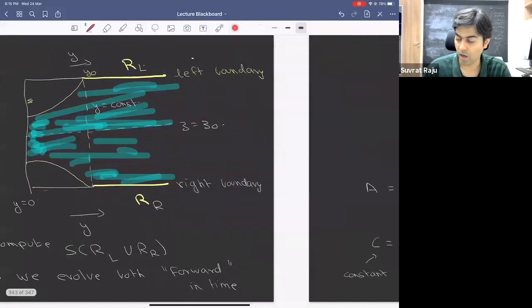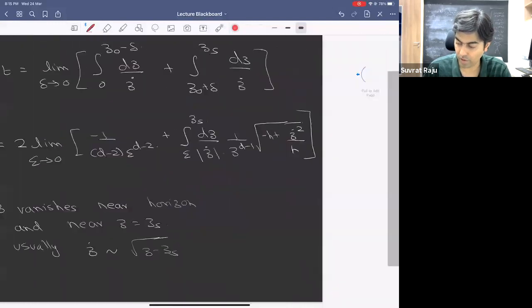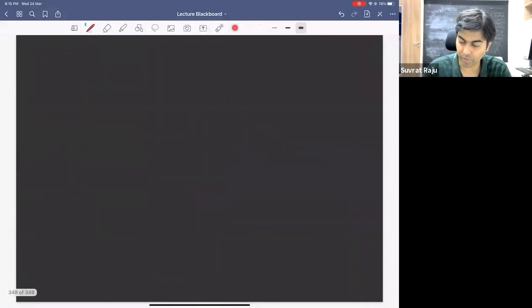So let me see, how do I draw the picture? Let's take some snapshots in time. So we have a boundary which is a planar boundary. It ends at y equal to 0.